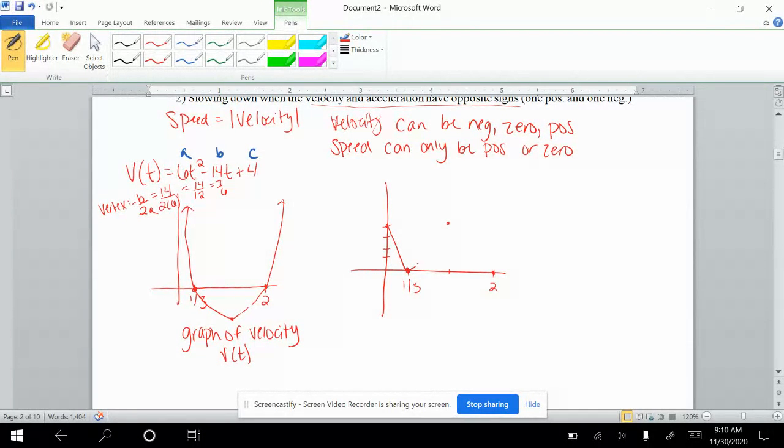So we're here, come back up, come back down, and that's what we got for this. So this is actually the graph of the speed function, which we said was the absolute value of velocity. So those are the differences between those two functions if you're trying to look at this.